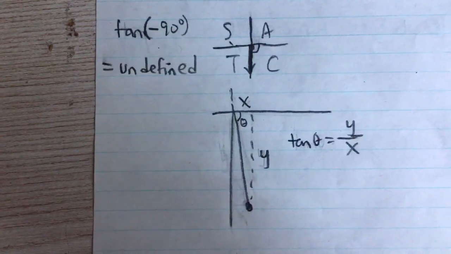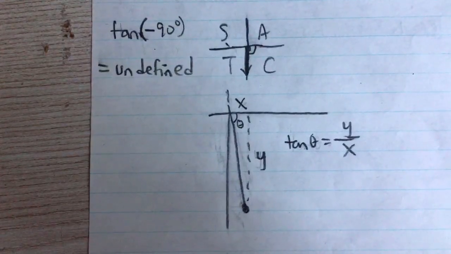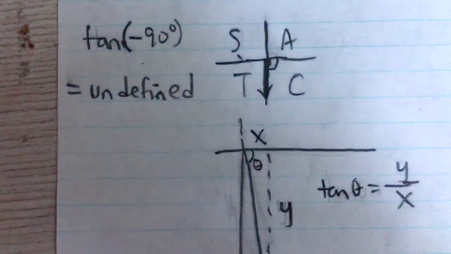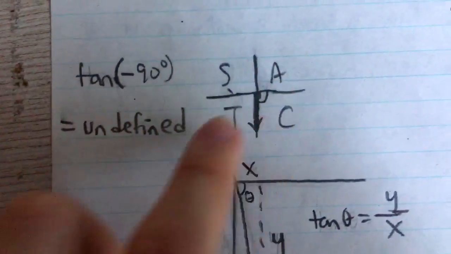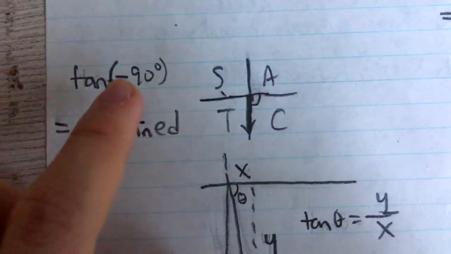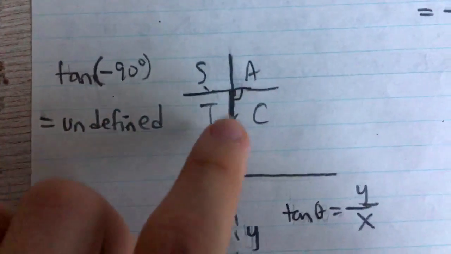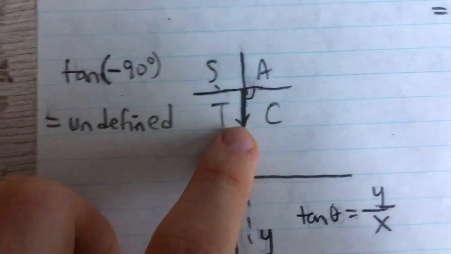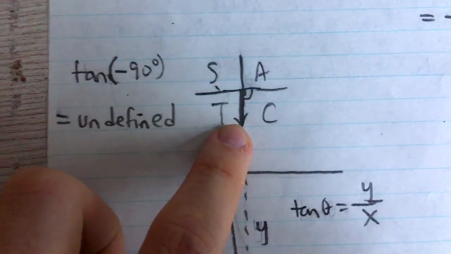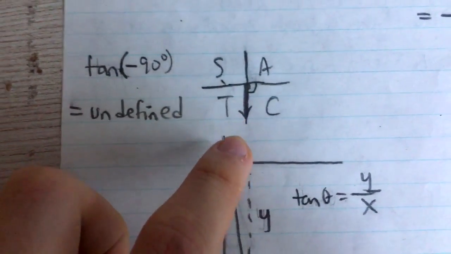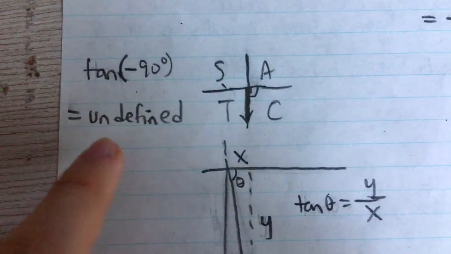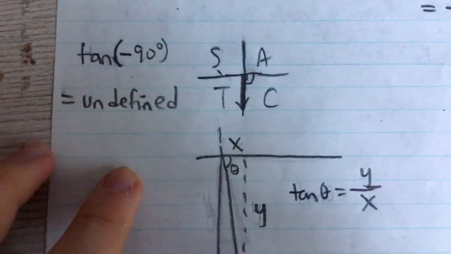Here we have to find tangent of negative 90 degrees. First thing we're going to do is look where this angle is on the axes. Because it's a negative angle, we count clockwise 90 degrees, and it takes us to the negative y-axis. And actually, this ratio is going to be undefined. Well, why is that?